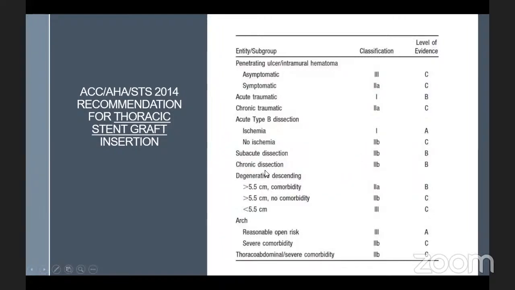In the aneurysm, if more than 5.5 with comorbidity, it is class 2A indication. With no comorbidity, it is class 2B indication.